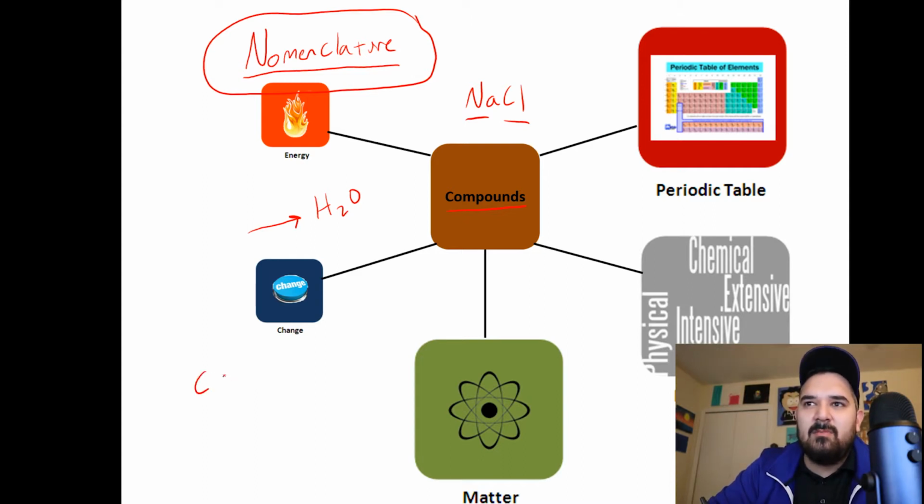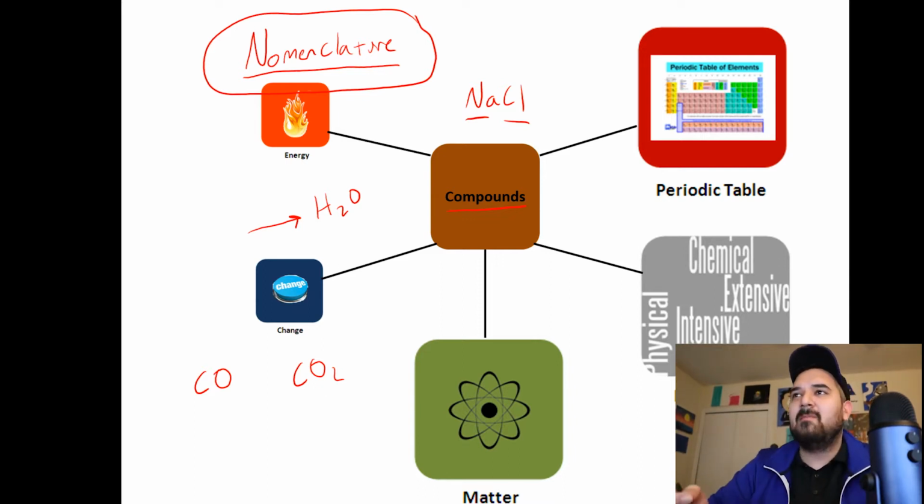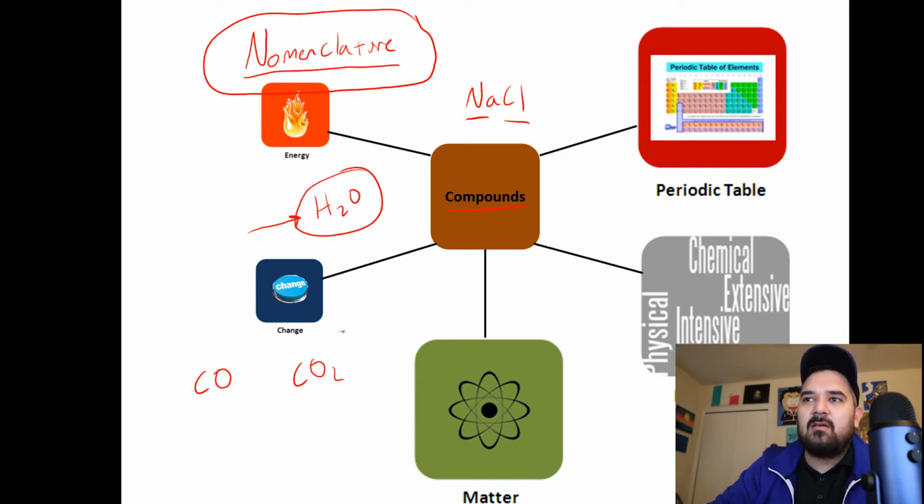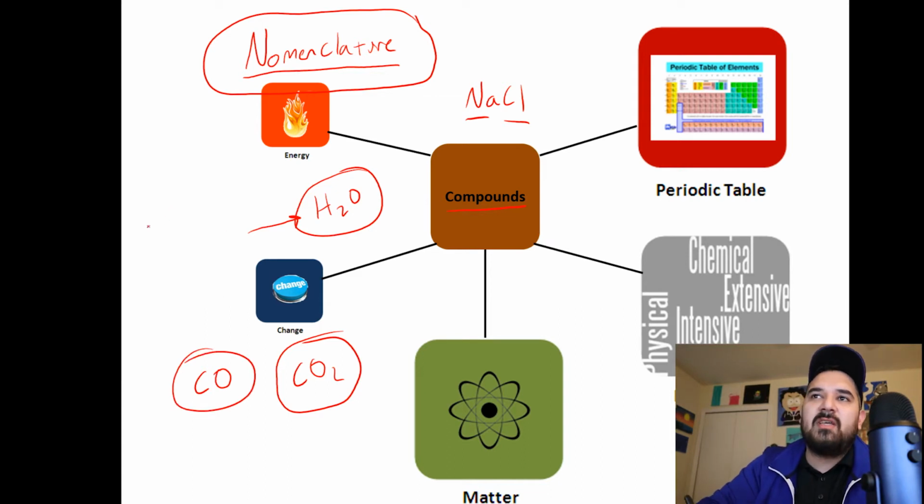So we also have carbon monoxide. So carbon monoxide means one oxygen after the carbon. And then we have carbon dioxide. Carbon dioxide, that's going to be CO2. So two oxygens, that's what that 2 is. So there's 2 types of naming. There's ionic nomenclature and then there's covalent nomenclature. These 3 are covalent.